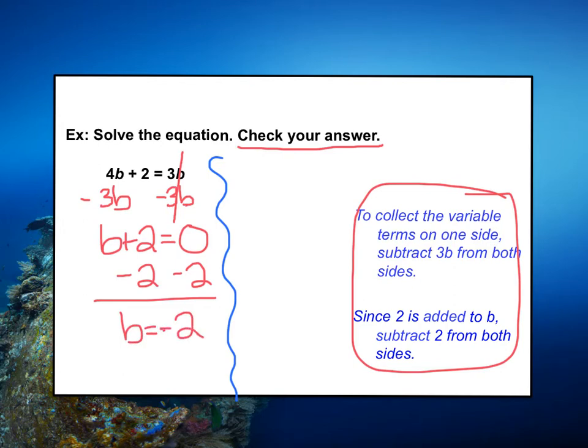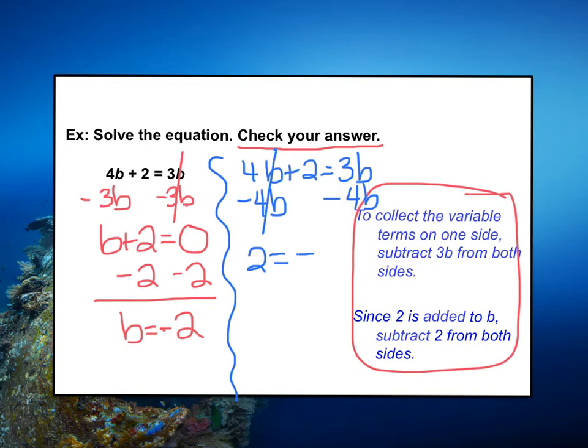Okay, let's solve it a different way, but we're going to get the same answer. So like I said, if I subtract 4b from both sides, I'll get a negative variable, and it gets a little sticky, but it's okay. We'll work with it. So 4b minus 4b is 0. I have 2 equals. Now 3b minus 4b is negative b.